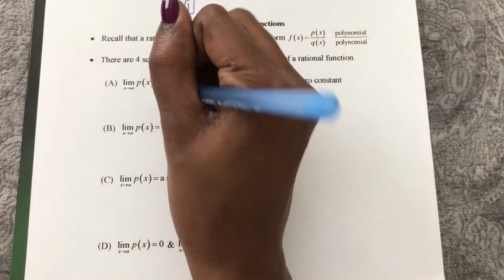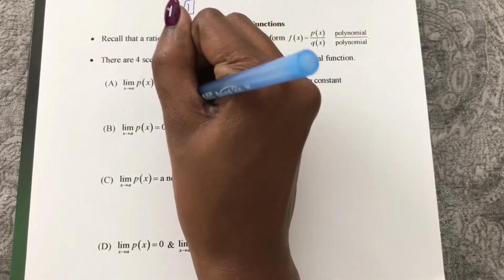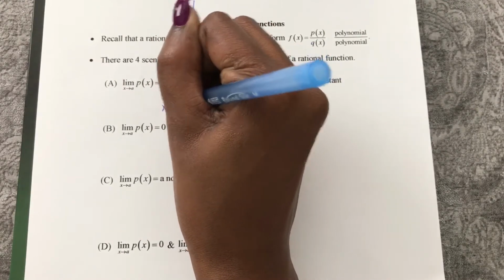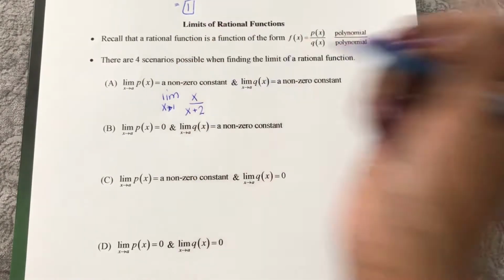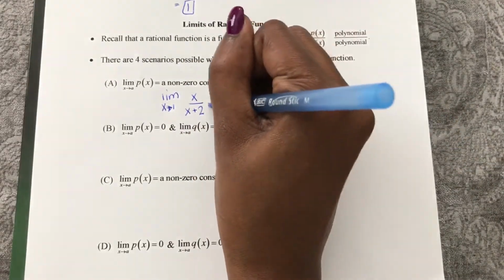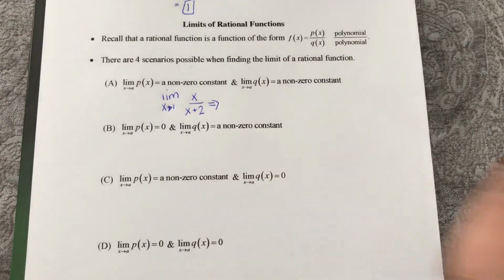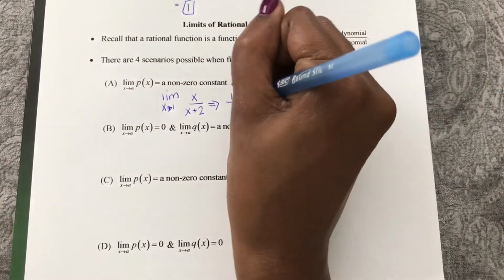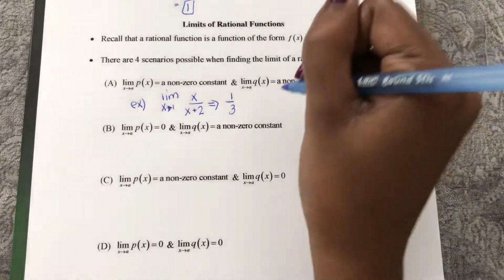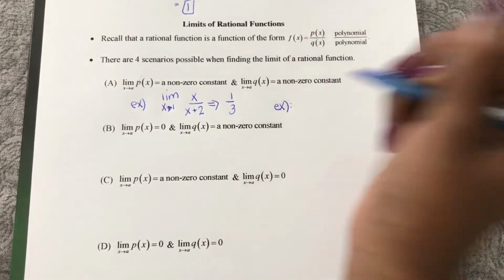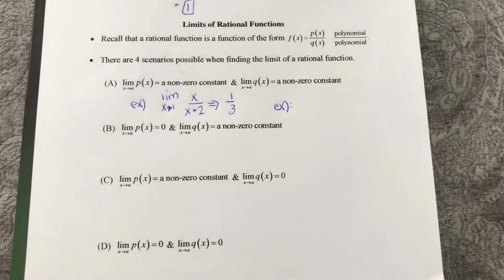For example, we could have the limit as x approaches 1 of x over x plus 2. All right, that is approaching, let's see, 1 over 3. Can you write another example for me?